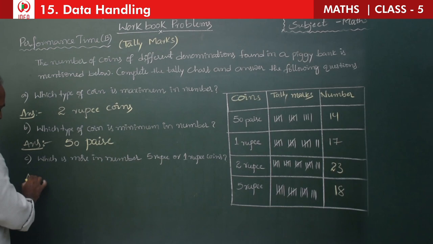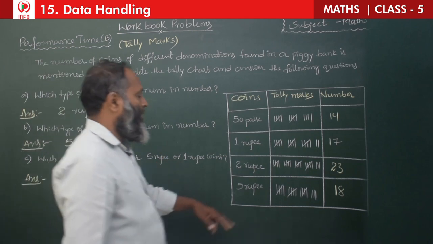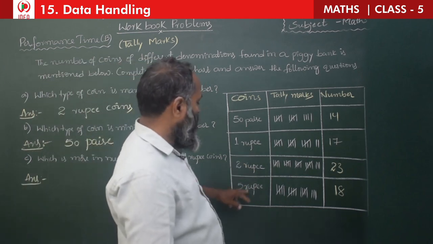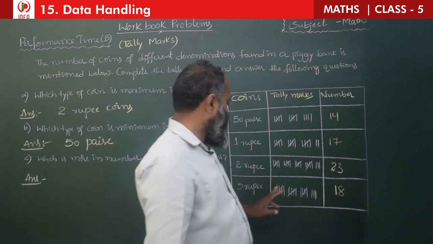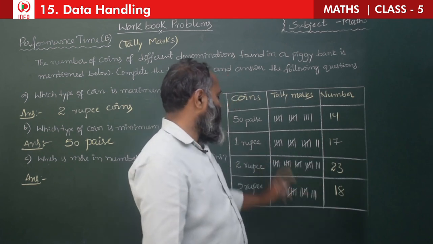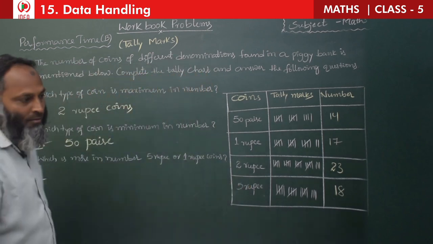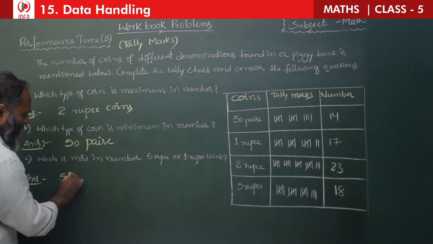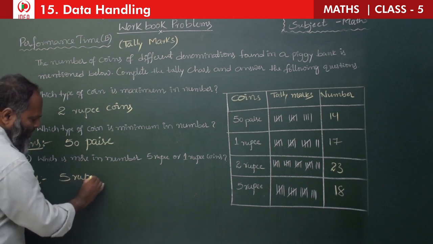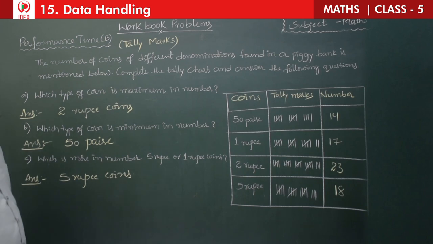Then the third question. Which is more in number, 5 rupees or 1 rupee? Once you check 5 and 1: 5 rupee coins 18, 1 rupee coins 17. So which are more in number? That is 5 rupee. 18 is more, which means 5 rupee coins are more in number.